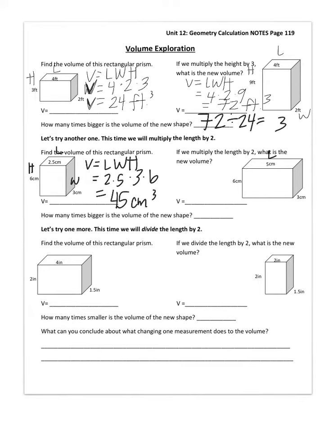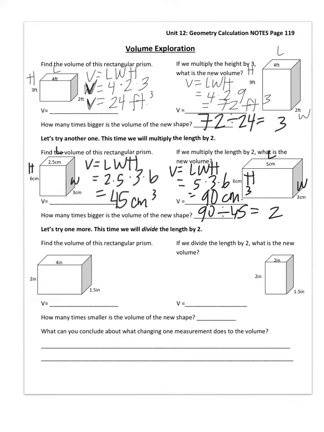Okay, so now we multiply the length by 2, so the length becomes 5 instead of 2.5. So take this length here times 2 to get 5. The width is still 3, and height is 6. So 5 times 3 times 6. That's 15 times 6, which is 90 centimeters cubed. How many times bigger is the volume of the new shape? You could divide 90 by 45 and get 2 times bigger.